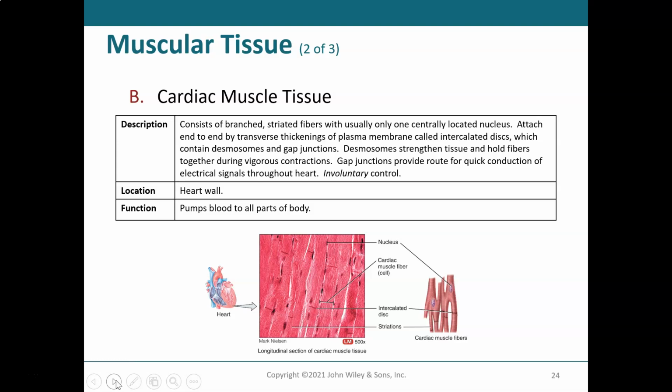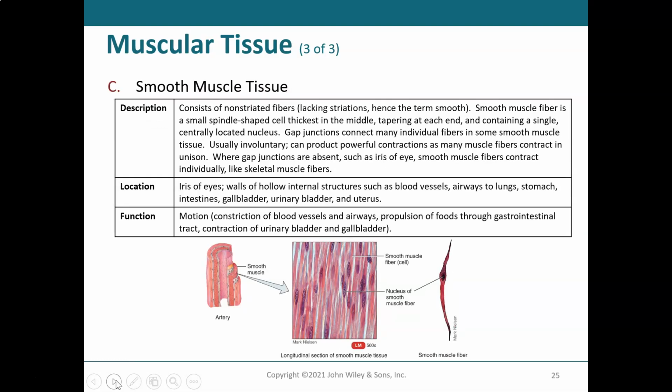skeletal muscle. It attaches end to end by thickenings of the plasma membrane. The desmosomes, which we talked about last week, strengthen the tissue and hold the fibers together. And if you think about the role of gap junctions, they need to be quite strong in what they're doing there. Gap junctions provide some quick conduction as well, so they serve that role of conduction, which of course you would need from one set of cells to another within the heart itself. Of note, it's an involuntary type of control that's taking place. Again, you find these in the heart wall, and the cardiac muscle tissue pumps blood to all parts of the body, so a very important role.